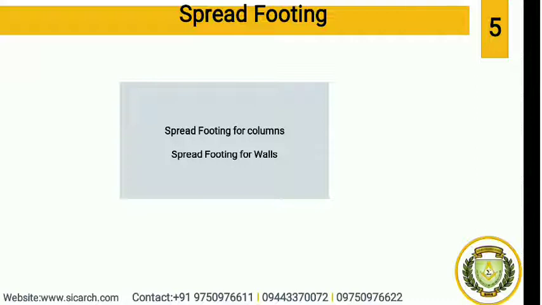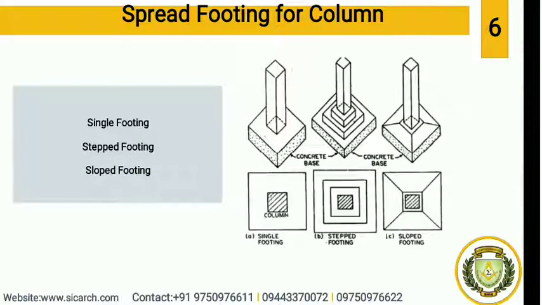Spread footing can be different for a column and a wall. For a column, spread footing can be placed in three types. So, single column which will have a single footing, a single base, the base will be made of concrete. Or we can have a single column which will have a step kind of footing. So, we will have a base below the step.